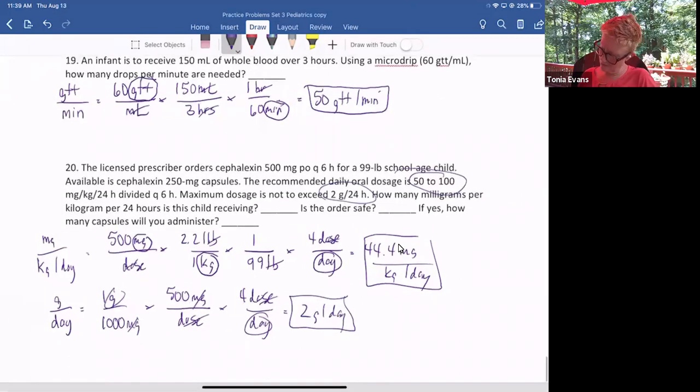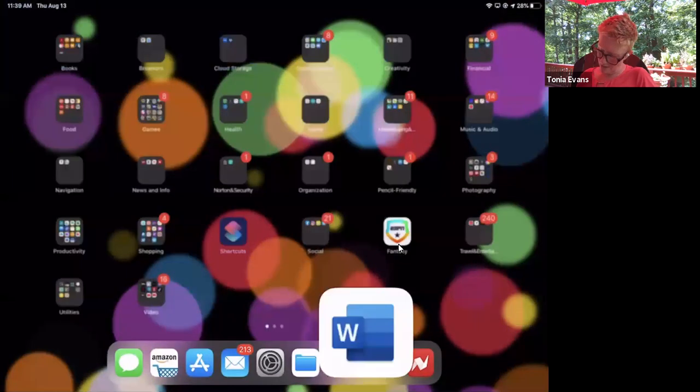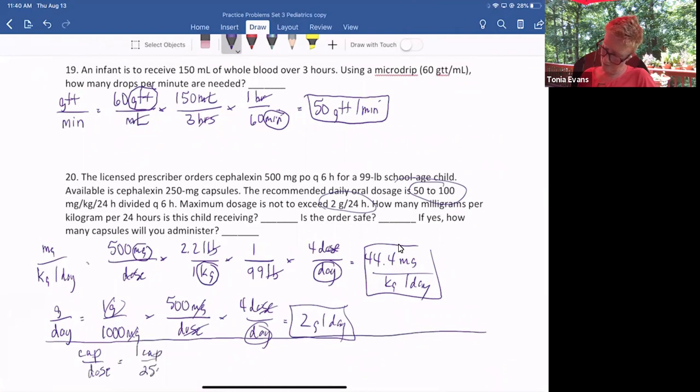Okay, how many capsules will we administer? So let's figure that out. All right, so caps per dose. 1 cap is 250 milligrams. And we're giving 500 milligrams per dose. So we're going to give 2 caps per dose. All right, an easy one there.